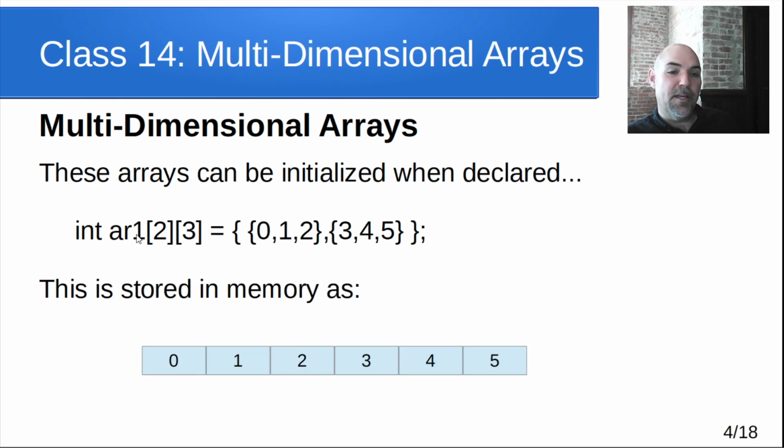So for example, here's an array 2 by 3. So here's 2 sets of 3 integers each. And in this case, I went ahead and initialized them to 0, 1, 2, 3, 4, and 5. So the first row is 0, 1, 2. The second one is 3, 4, 5. And in memory, that would be stored like this: 0, 1, 2, 3, 4, 5. Again, contiguous in memory, but organized as 2 groups. Here's group 1 over here, here's group 2 over here, and each of those groups has 3 elements.